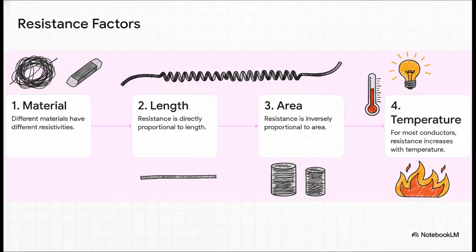So what actually determines how much resistance something has? It really boils down to four main things. First, the material itself. Some stuff is just naturally more resistant. Second, its length. A longer wire will always have more resistance than a short one. Third is its cross-sectional area. This one's a bit backward. A thicker wire actually has less resistance, just like a wider pipe is easier for water to flow through. And finally, temperature. For most metals anyway, the hotter they get, the more they resist the flow.